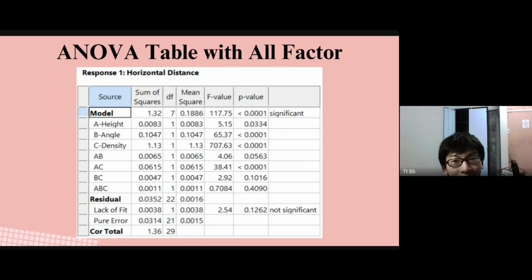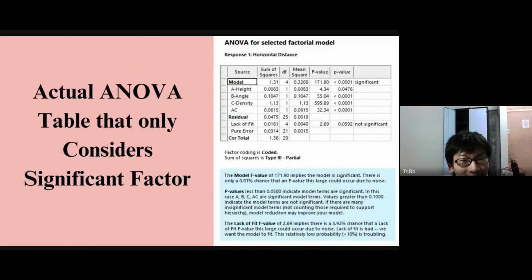So to make the result more accurate, we need to exclude this interaction factor and recalculate the ANOVA table. Next page. So this is the actual ANOVA table that only considers the significant factors, which include only main factor A, main factor B, main factor C, and interaction factor AC. So basically, you can see that the model is significant and the residual is not significant.